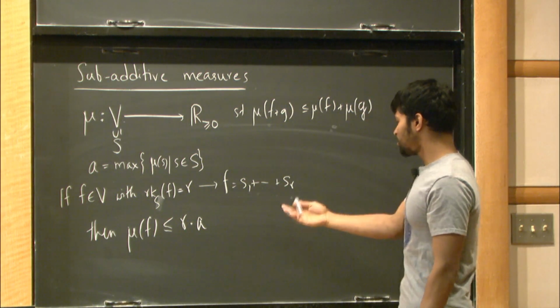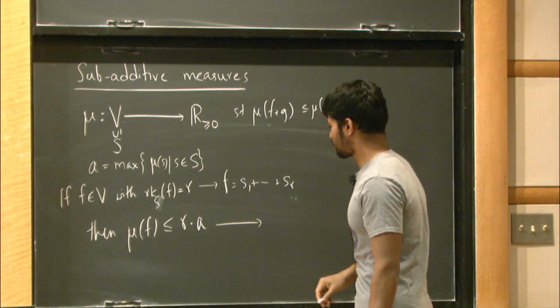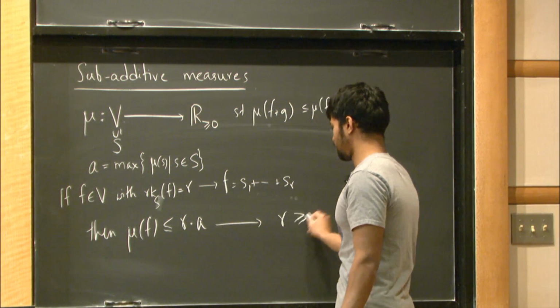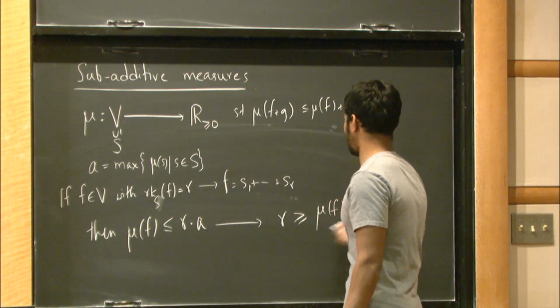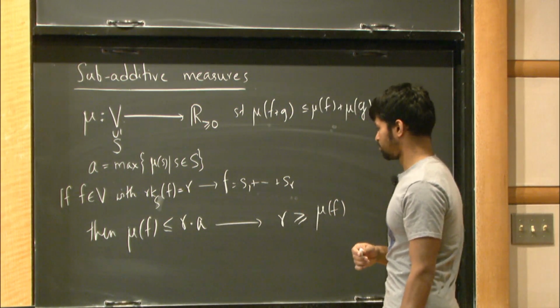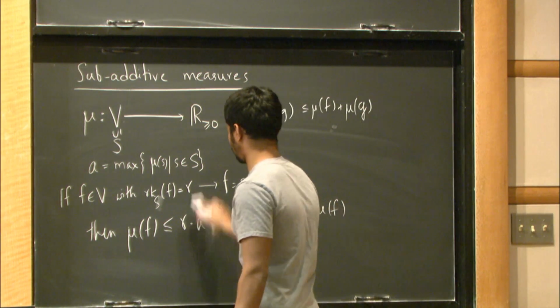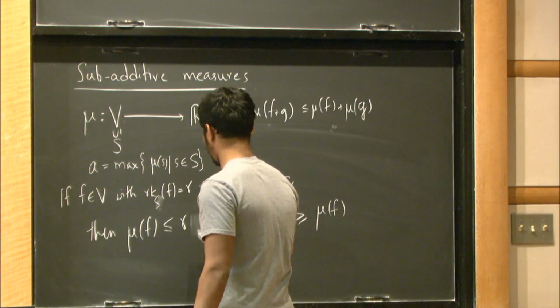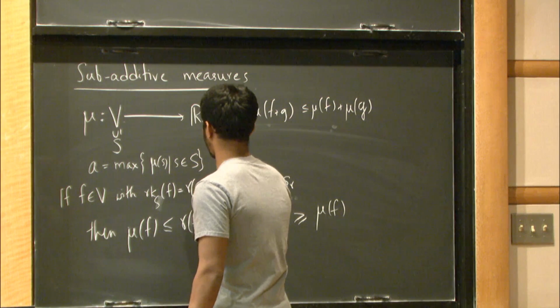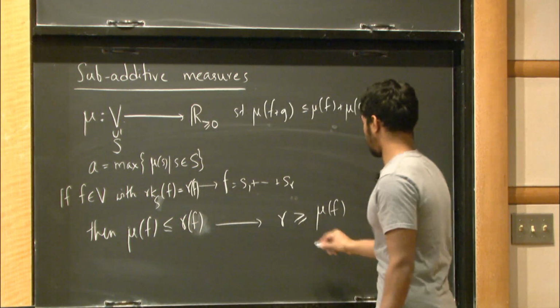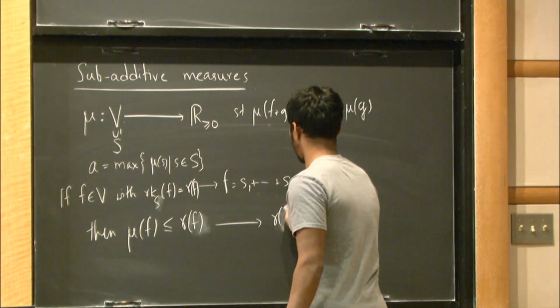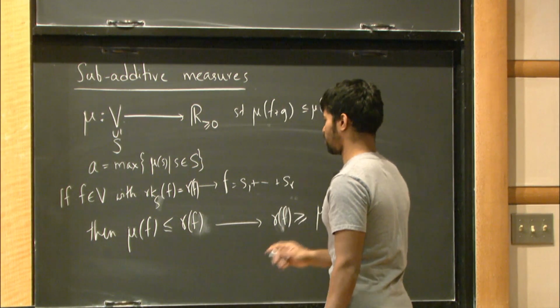Okay, so I just want to rewrite this in a funny way. I just want to say R is greater than or equal to whatever subadditive measure you get on this, divided by A, R of F. Why am I doing this?